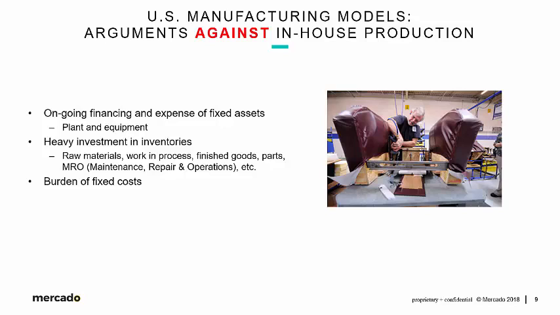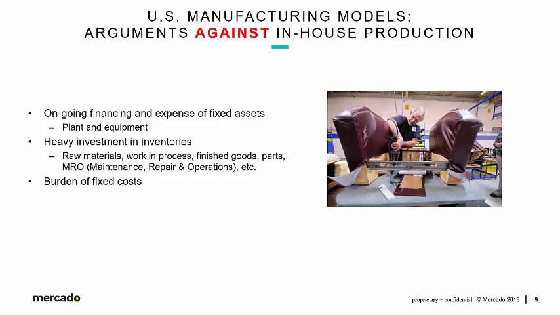Let's begin by talking about the ongoing financing and expense of fixed assets, the need to have and own and operate plant and equipment, the factory buildings, and the manufacturing equipment that goes into it. It's very expensive. It diverts funds away from other areas that we could invest in. And from an accounting perspective, we always have to be paying attention to the depreciation of our plant and equipment.